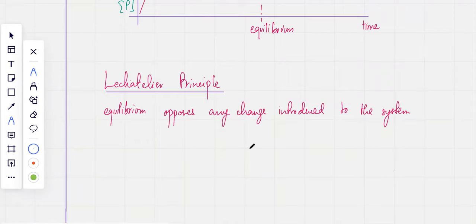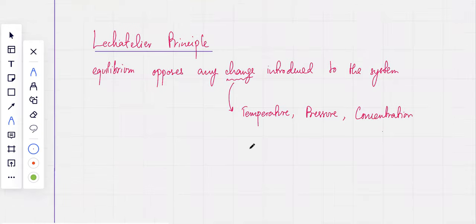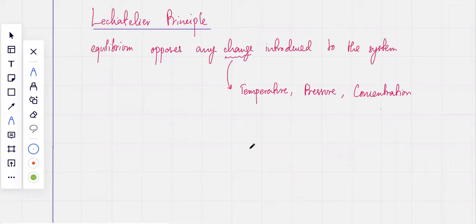Now the changes can happen in a couple of ways. The three ways. One is temperature. The other one is obviously pressure, and you've got concentration. You can change the concentration as well. So there could be three changes that can be introduced to the system. And the equilibrium is going to be affected. So the equilibrium position would change. It would either move towards the products or it would move towards the reactants. You can have more forward reaction, you could have more backward reaction.